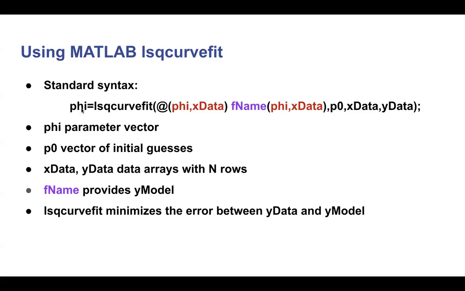So phi is the output that you get, right? So phi is equal to lsqcurvefit, which is a keyword. And you're telling it the variable you need to solve for is phi, and X data is given to you. Okay. And this is the function. This is a particular function. Right now we have just named it fname. It takes in two inputs. What all input it takes, it tells you which all variables I need to solve for.